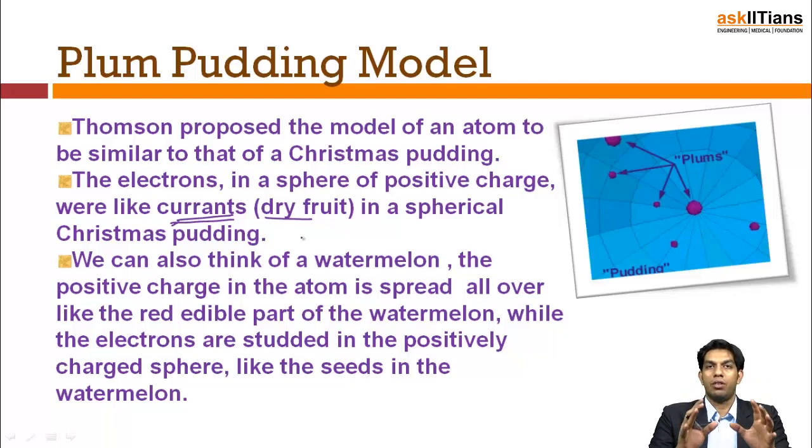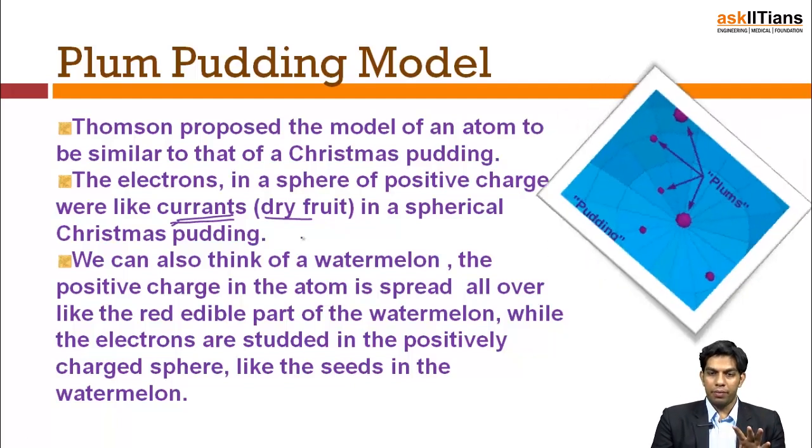That is, atoms are also like pudding, where there are some objects that are negatively charged, and some objects that are positively charged. And as I told you, the watermelon analogy is thrown in now and then because of unfamiliarity with the concept of pudding in different countries and different languages. So that's your plum pudding model.